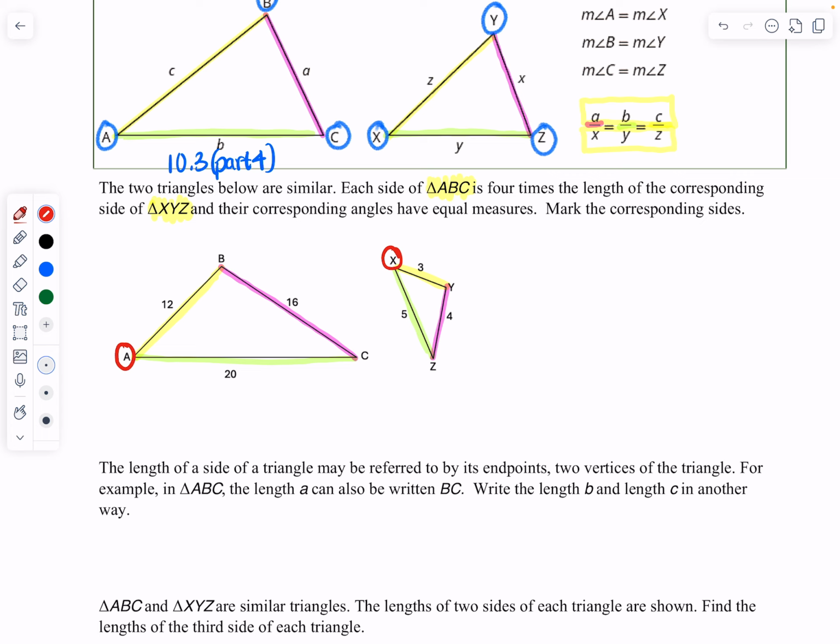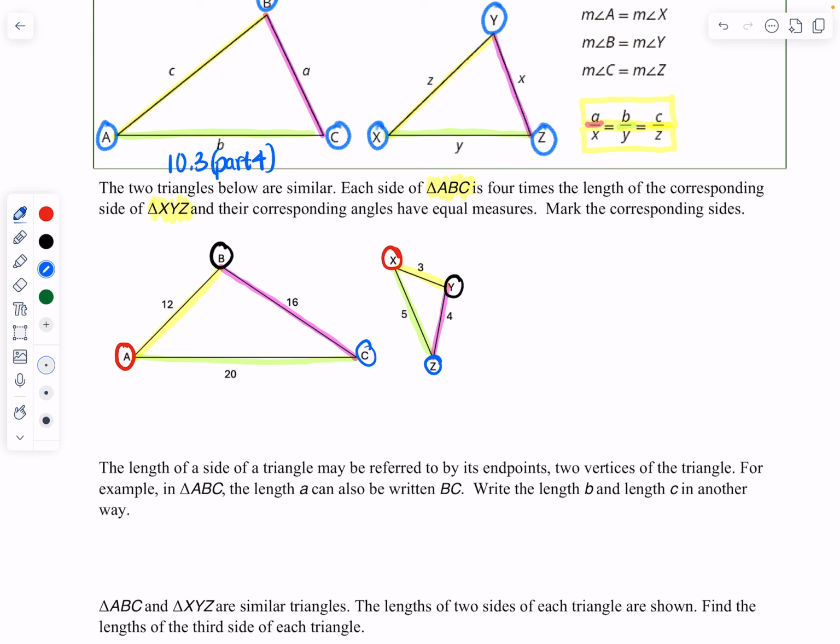The next one is B. So B is the second letter, right? And it corresponds to the second letter of XYZ, which is Y. And that's where yellow and pink meet. And finally, C, which on our triangle is the last letter of ABC, and that's where pink and green meet, is the last letter of XYZ, which is Z, which is again where pink and green meet.